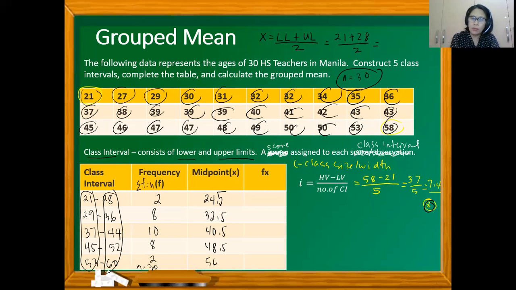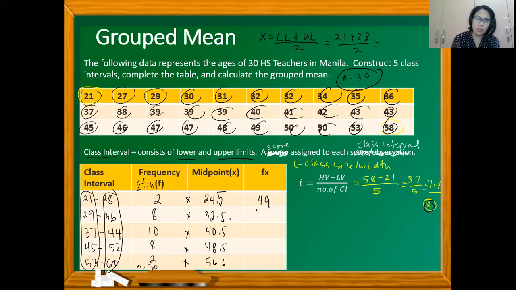is 56.5. Now, you can also work on the average of 29 and 36, and really the value is 32.5. And then fx would mean multiplying the frequency and the midpoint. So what is 2 times 24.5? So place it on the last column. What is 8 times 32.5?